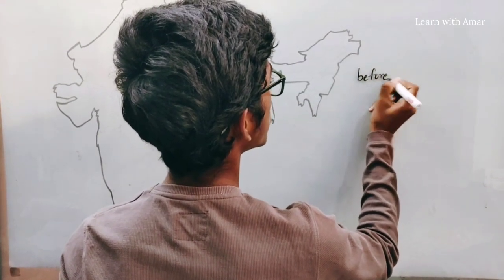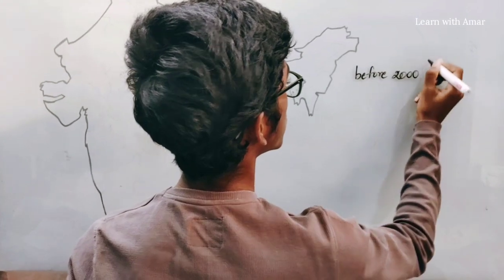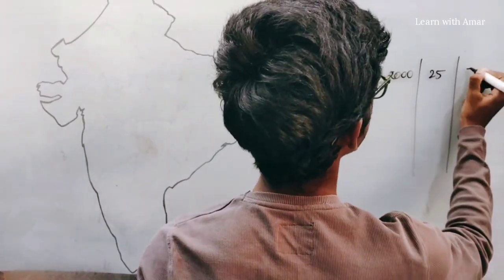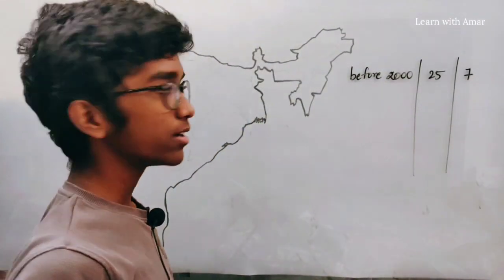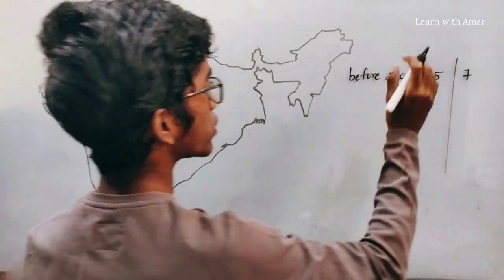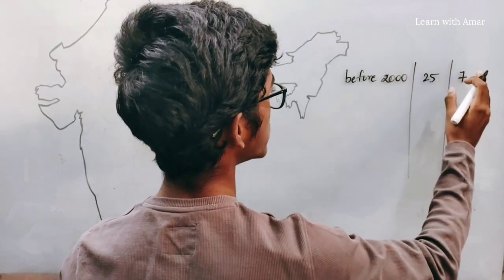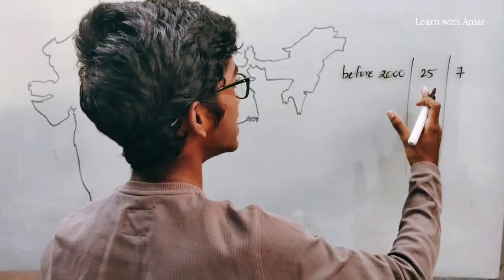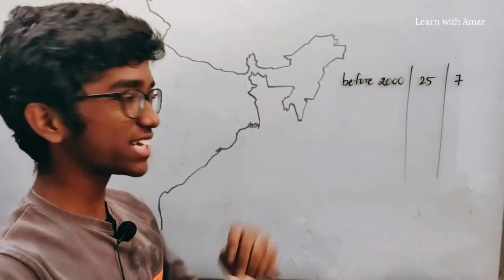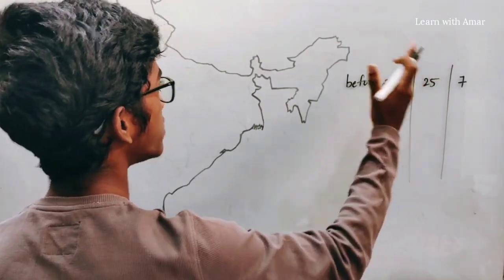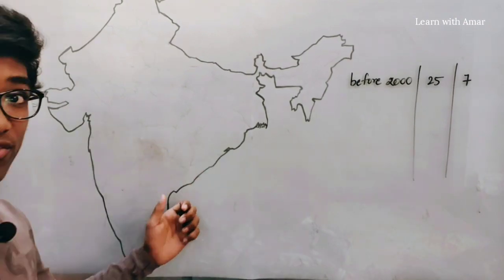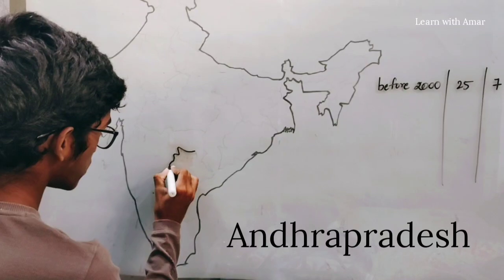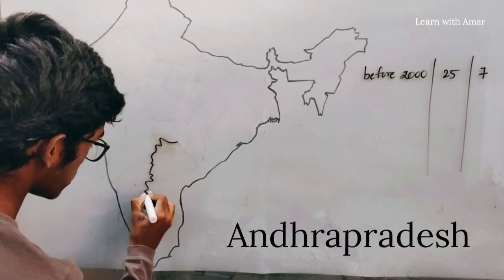Before the year 2000, there were 25 states and 7 UTs. Okay, so first we will look at these 25 states and 7 UTs. We will look at UTs afterwards. First we look at the states, how the number of states changed over the years. So first, 25 states. Coming to the map, we start from Andhra Pradesh. This is Andhra Pradesh.